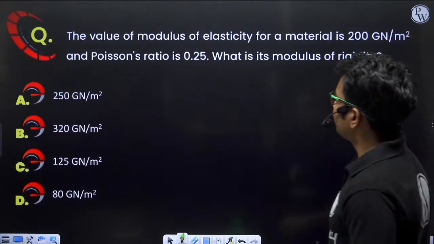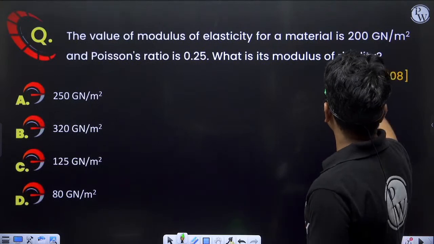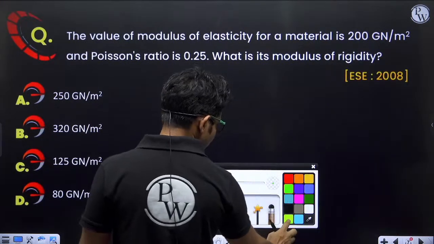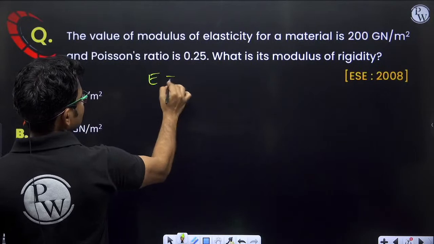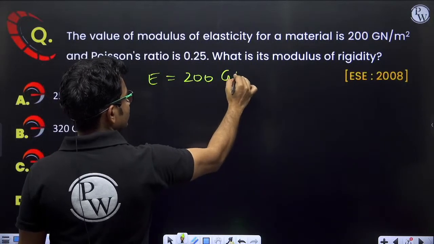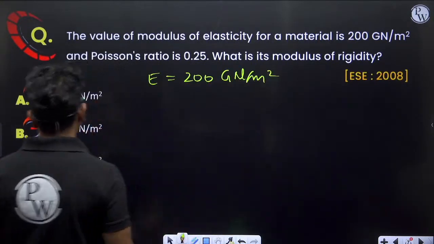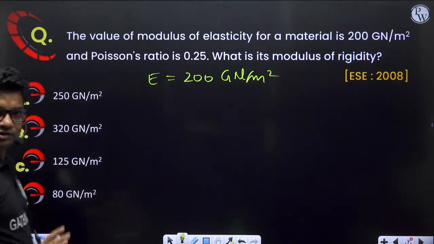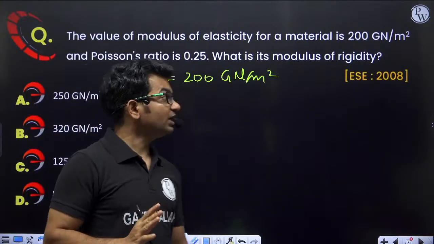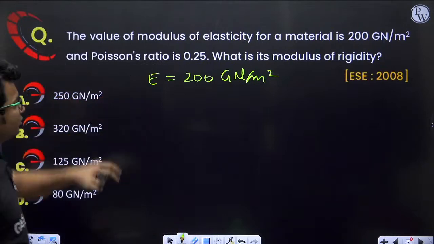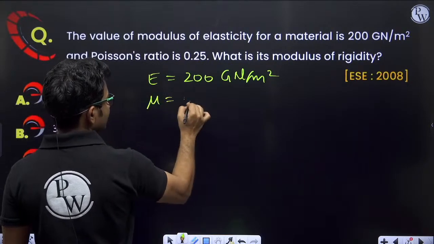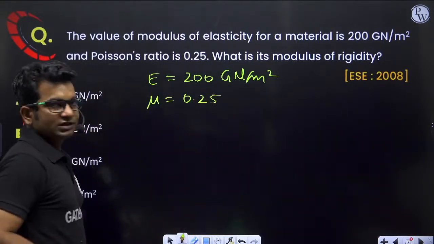The value of modulus of elasticity for a material is 200 giganewton per meter square. So E is given as 200 giganewton per meter square. Okay. Options are also given in giganewton per meter square, so no need to change the units. Okay. Poisson's ratio is given as 0.25, so mu is 0.25. What is the modulus of rigidity?